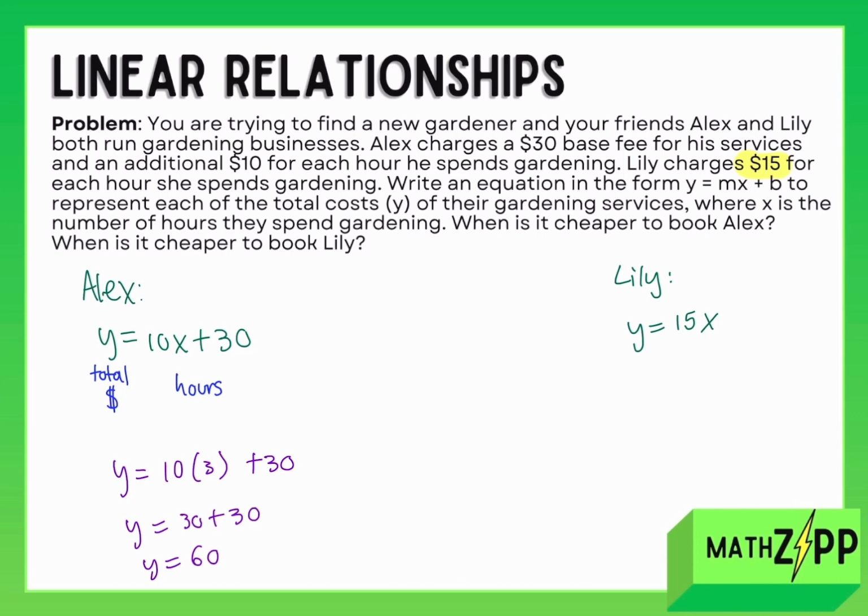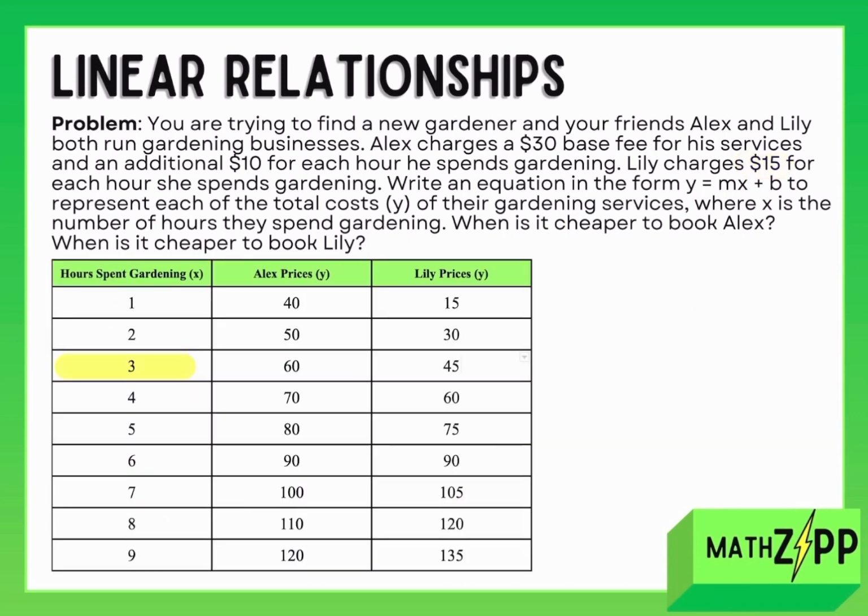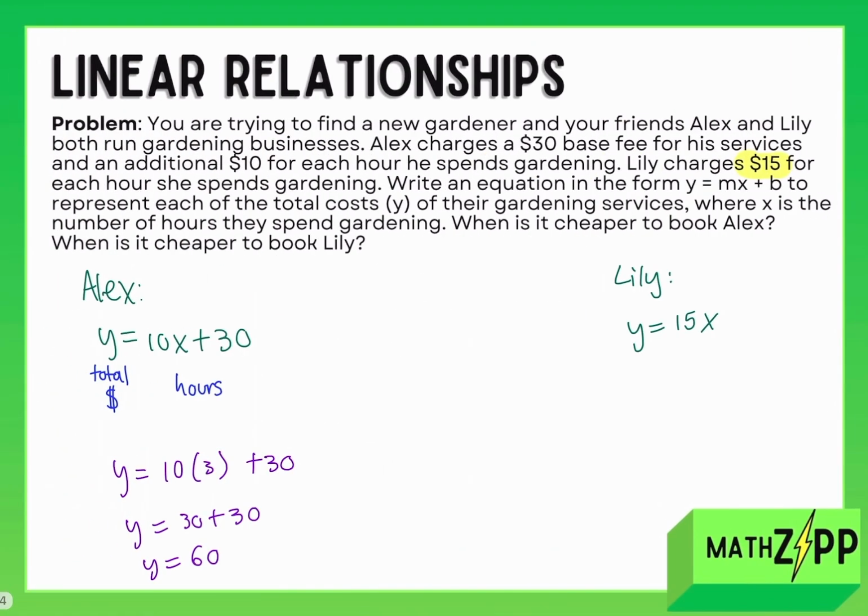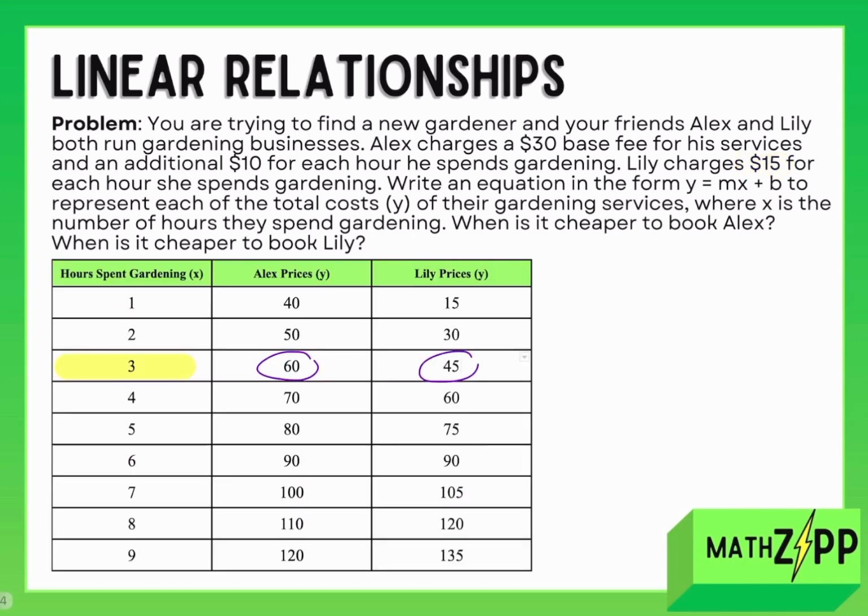So we can see here that if Alex spent 3 hours gardening, our total money would come out to be $60. Or we can see on this table that 3 hours spent gardening is $60 for Alex. Using the same strategy, we can find Lily's total cost for 3 hours, which would come out to be $45, which is also shown on this table. So, for 3 hours of gardening, we can see that it's much cheaper to book Lily. Now, let's see when it's cheaper to book Alex.